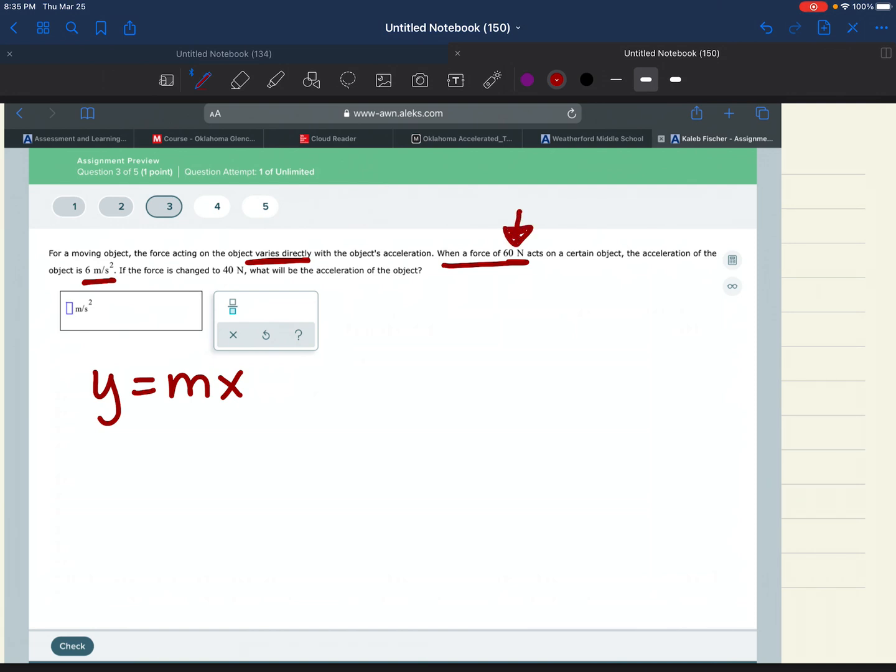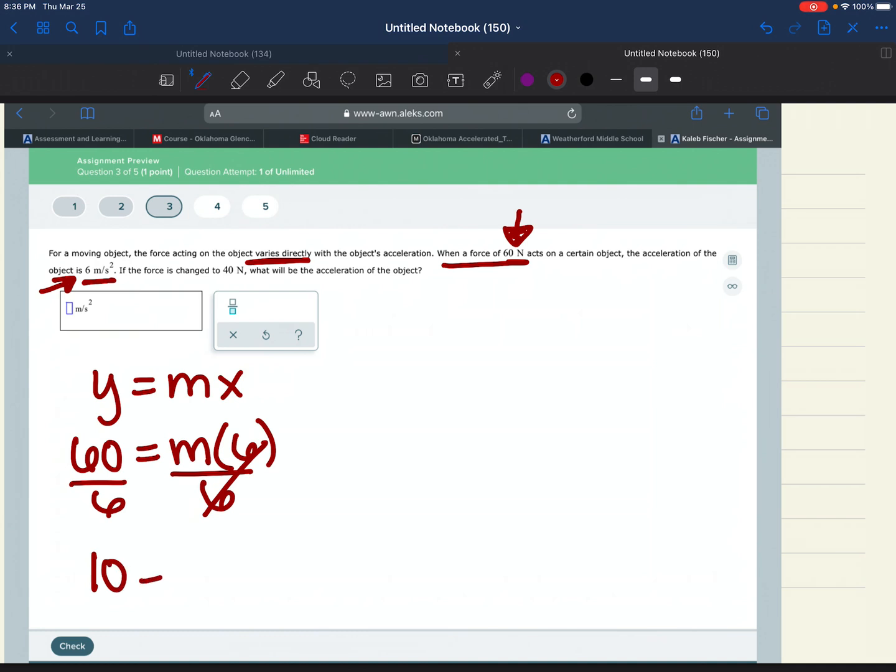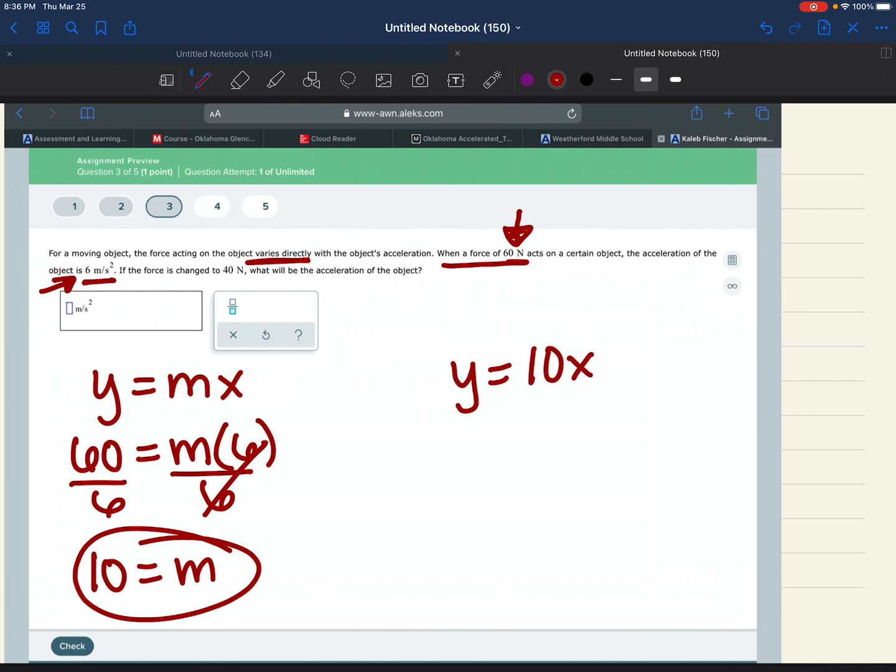So that's the first thing we're going to do. This is our y value, and 6 meters per second is our x value. So 60 is going to be equal to m times 6. To find out what m is, I'm going to do the opposite, divide both sides by 6, and I get m is equal to 10. Now I'm only halfway there. Now I need to plug that in for m again, so I get y is equal to 10 times x.